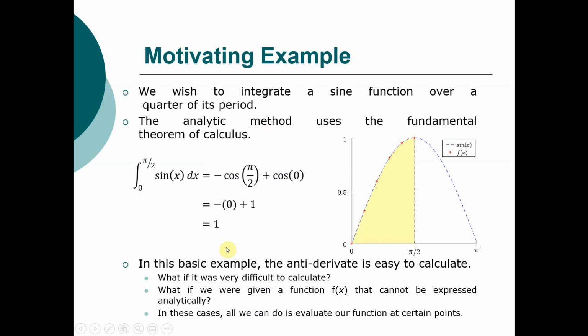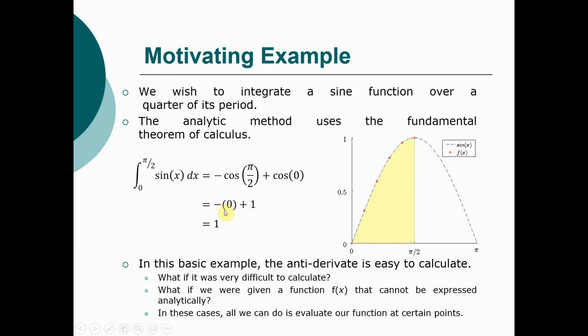So let's start with an example. Let's say we want to find the integral of the function sine of x from 0 to pi over 2, right? This is very easy to calculate exactly analytically, because we know the antiderivative of sine is negative cosine. So we can just solve this exactly and find the exact analytical solution.